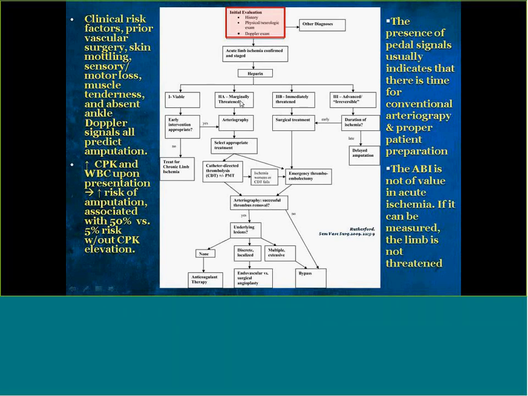Type 2, they're immediately threatened. They're going to get an angiogram or some sort of imaging study pretty quickly, CT or MRI that night. And then we're going to select appropriate therapy. This is the one time in vascular disease you're probably going to hear me say that most of you should get surgical treatment. Okay?